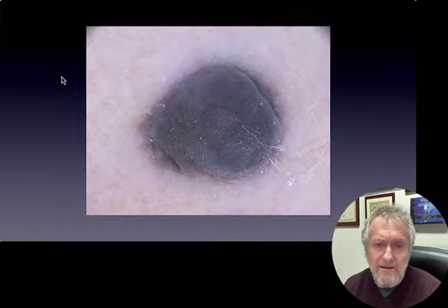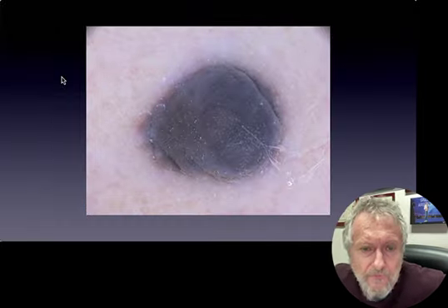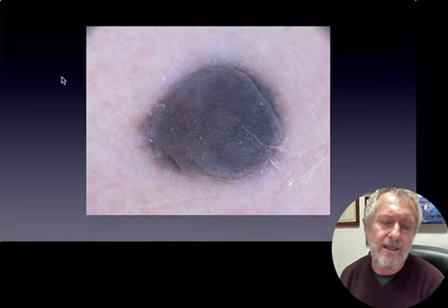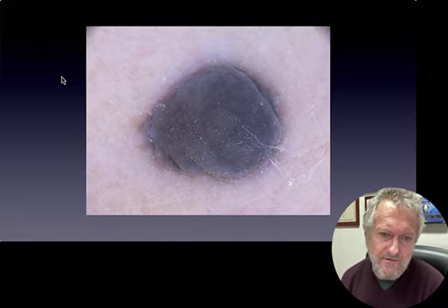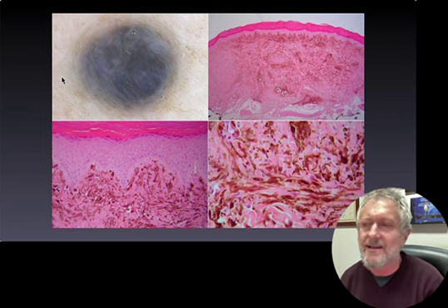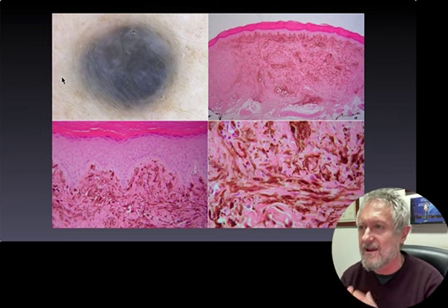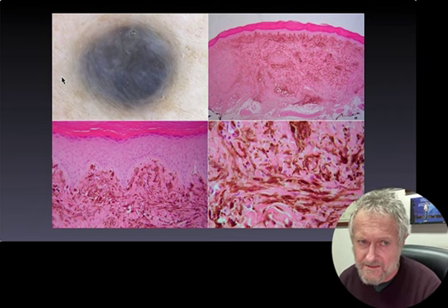And here a classical example of a blue nevus. This is the only lesion, as I told you before, that can be diagnosed only because of the presence of blue color. But blue nevi, usually, of course, are very blue in color, but not always.